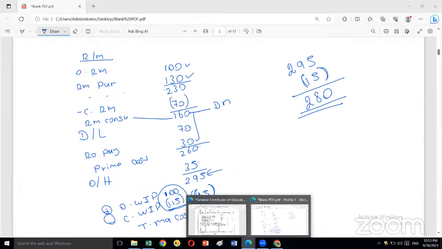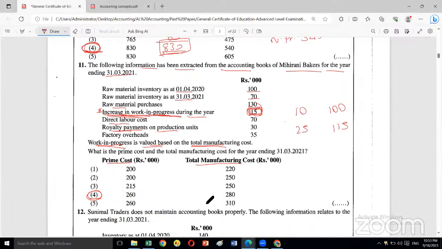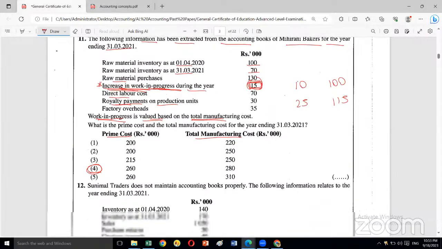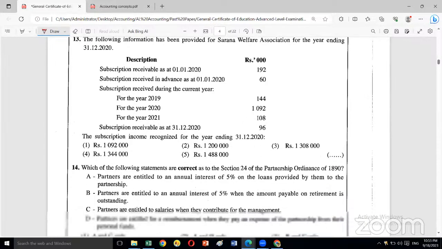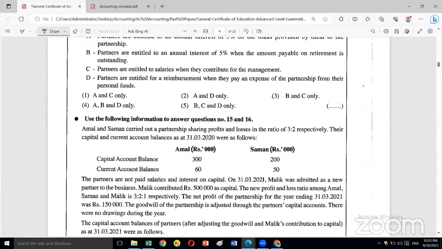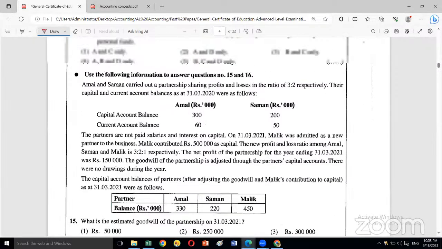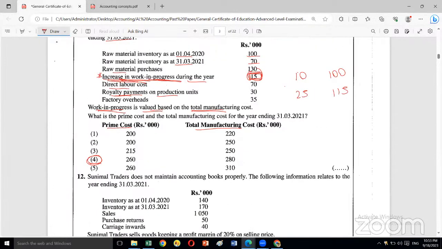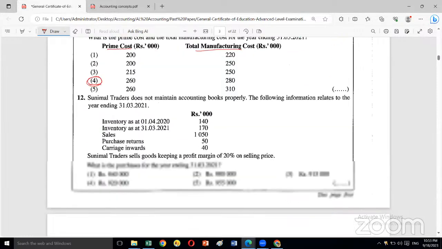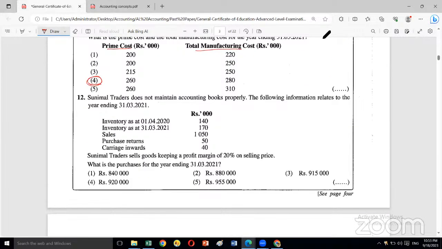Okay, I asked you all to do up to 11. Now we'll do the balance of the questions. Here we have around 16 questions, and after that fill in the blanks questions. So now quickly do the question number. Did I ask you all to do 12 also? Yes. Okay, then we'll discuss the 12 also.